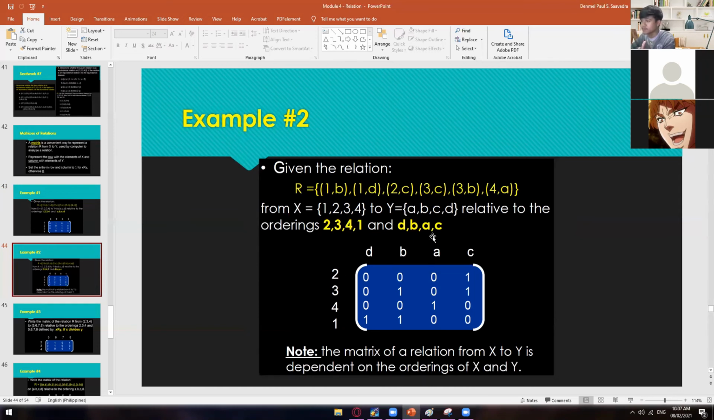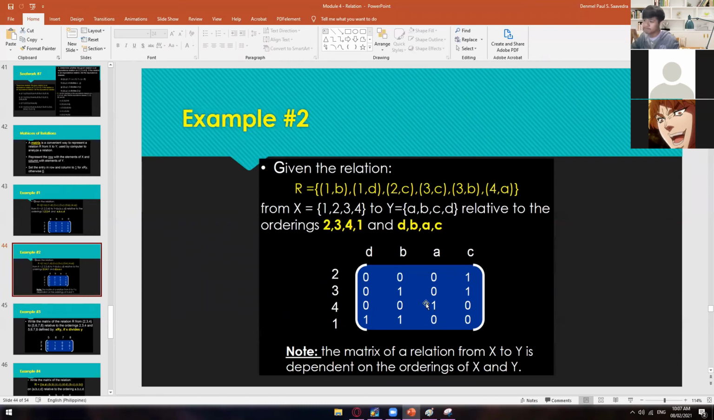Okay. So look for 1B. We have here 1 and then B, so just make this one 1. And then we have here 1D, which is now this one. And then 2C, which is this one. And then 3C, which is this one. And then 3B, which is again this one. And then 4A is this one.